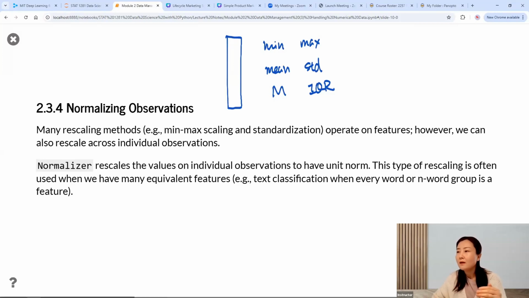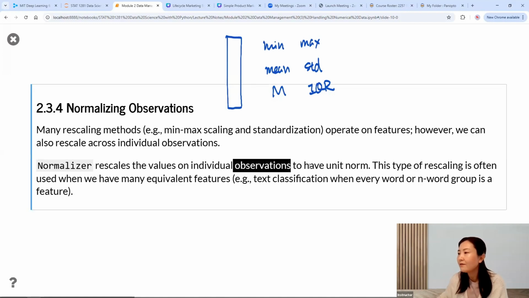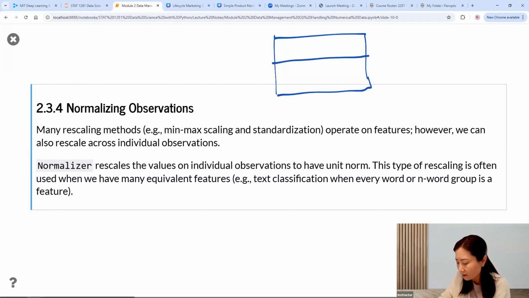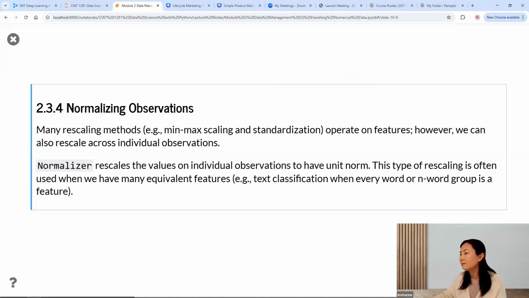But the normalizer is different because it will focus on rows. It rescales the values of individual observations to have a unit norm. So instead of focusing on columns, it will focus on rows to make sure that the norm is equal to 1 after we process the data. So what is a norm?